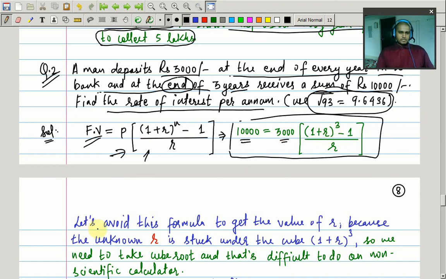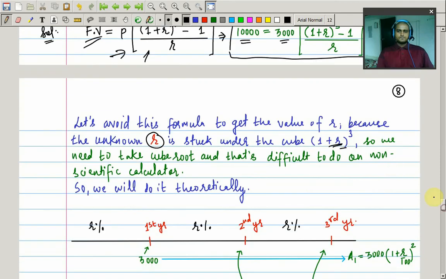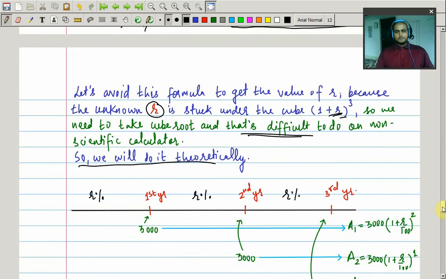Let's avoid this formula to get the value of R, because the unknown R is stuck under the cube. In order to find R, you have to get rid of the cube by taking the cube root, which is not possible on non-scientific calculators. It's difficult to do that. There are tricks, but let's avoid it. So we will do it in a theoretical manner.